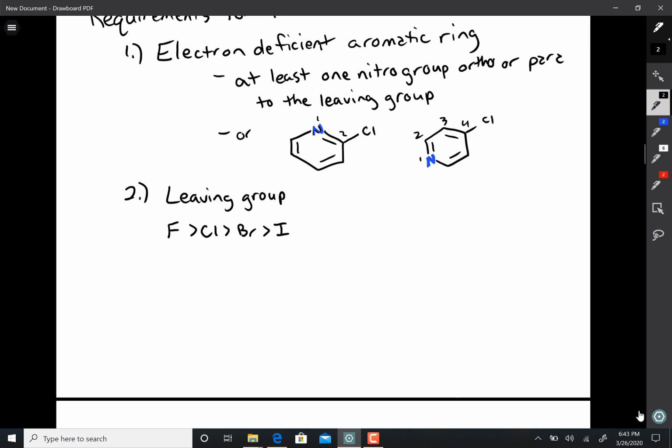The reason for this has to do with electronegativity. The fluorine is more electronegative than chlorine. Chlorine is more electronegative than bromine. Bromine is more electronegative than iodine. This extra electronegativity inductively creates a delta positive on this carbon, which makes it more attractive to nucleophiles.